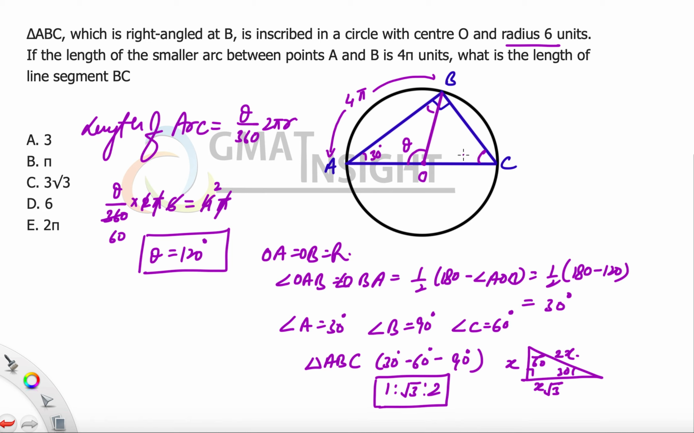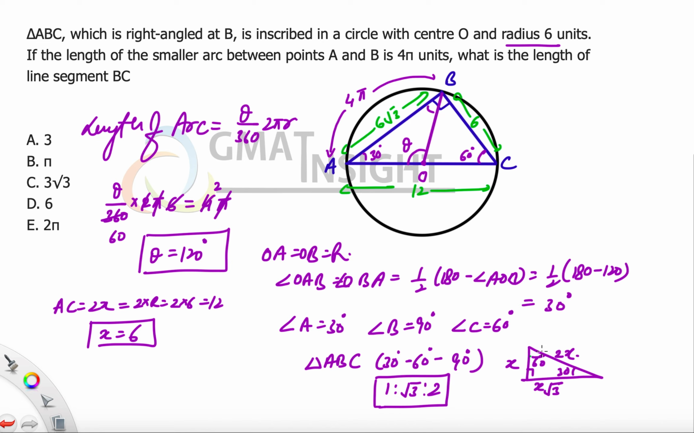30 degrees, 60 degrees, we should always mark these angles in the triangle. So AC, which should actually be equal to 2x according to this ratio, has a length twice the radius, that means twice of 6, 12. So x becomes equal to 6, which means now the lengths that we have are BC 6 units, AC 12 units, the diameter, and AB will be 6√3.